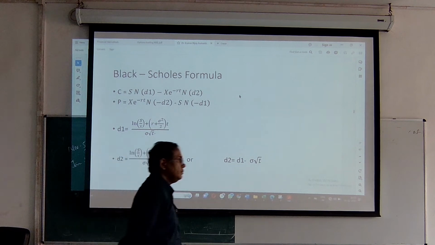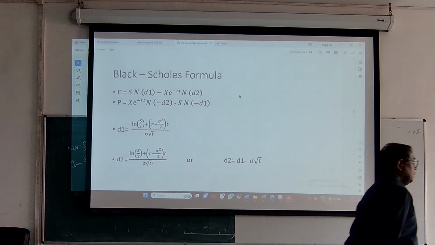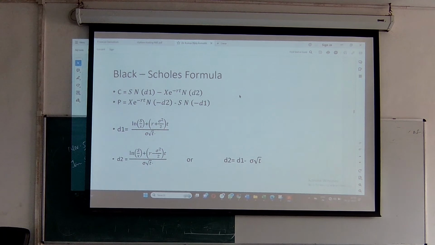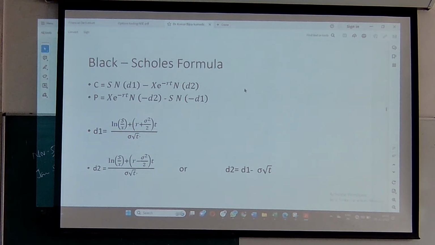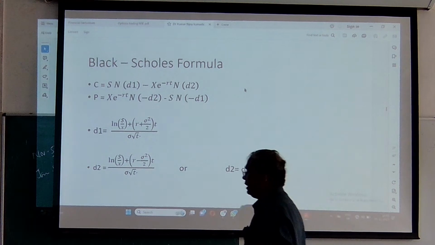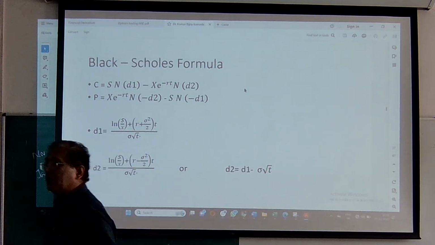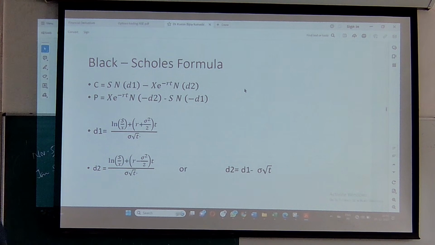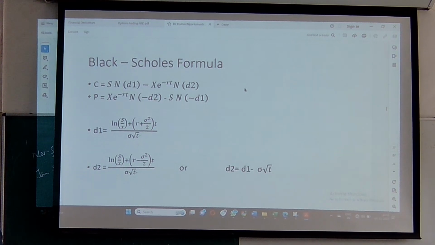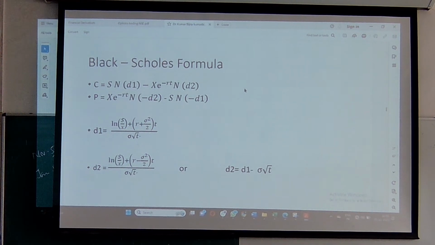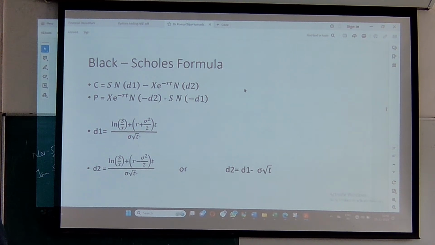Write down the formula for both call and put premium. Call premium is S minus K. Here X has been written instead of K; X is also indicating the strike price. And d1 is ln S upon X plus r, where r stands for the risk free rate, plus half of the variance, that is sigma square, into t, the time, divided by volatility into root t, sigma root t.